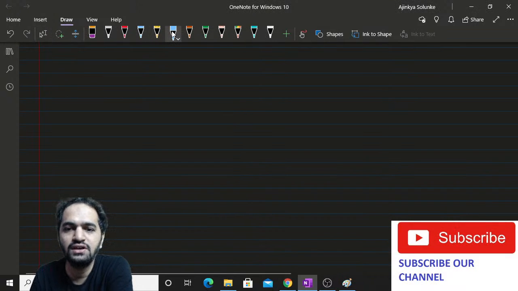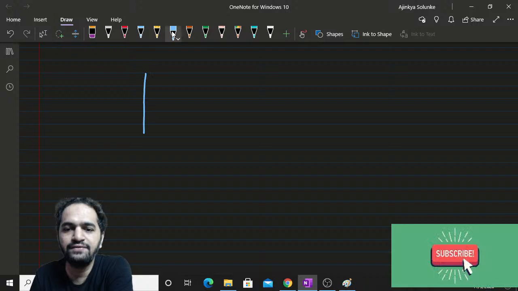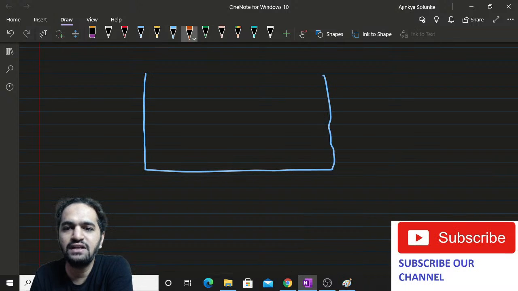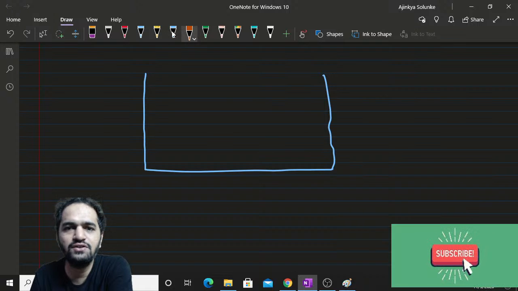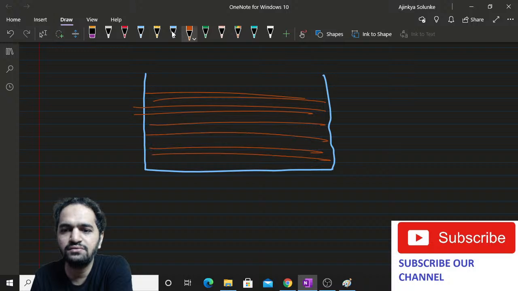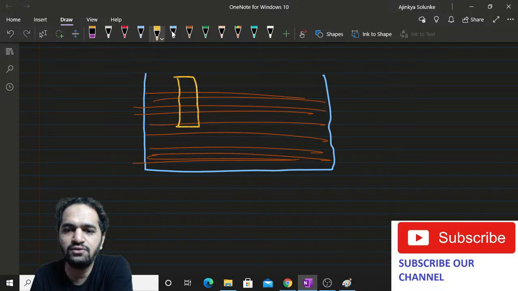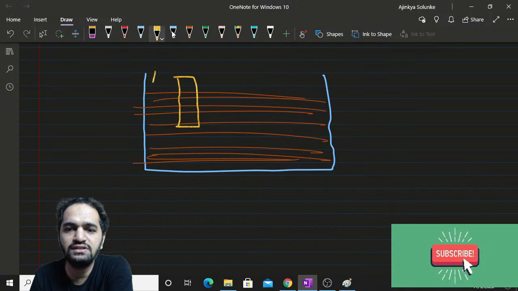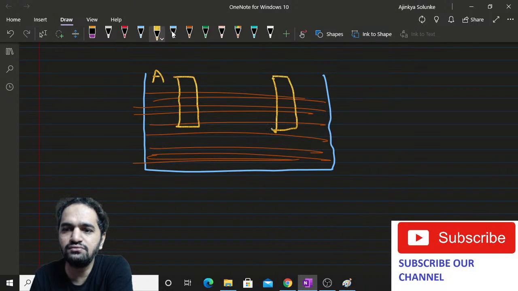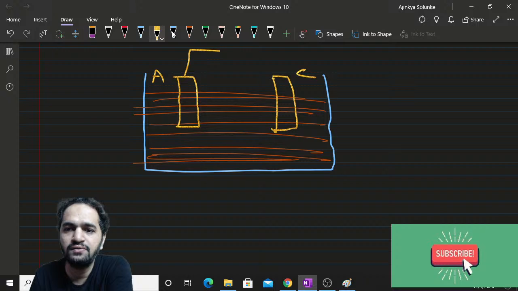Suppose I have silver inside a liquid. Okay. I'm just giving you a simple example. So I have lots of silver here, and I have two electrodes here. This is my first electrode. This is anode. This is A, right? And this is cathode. This is C.